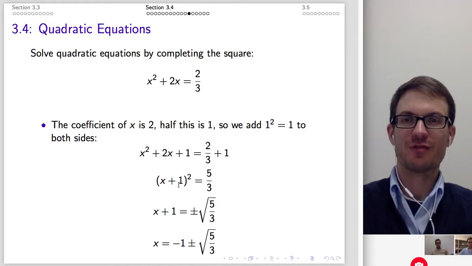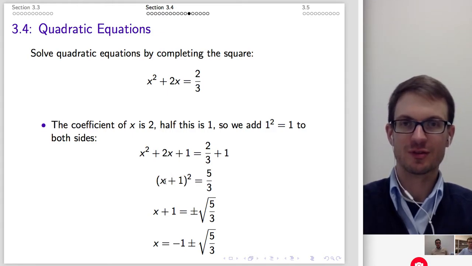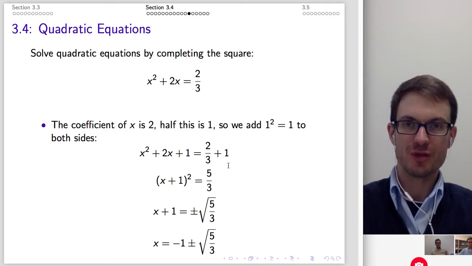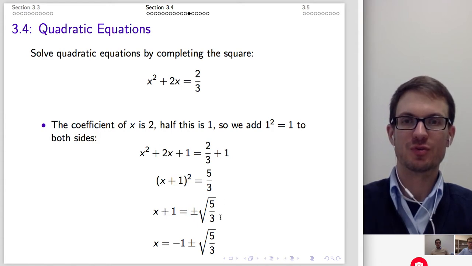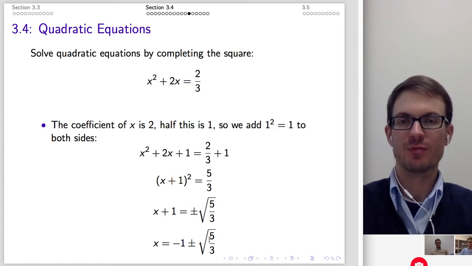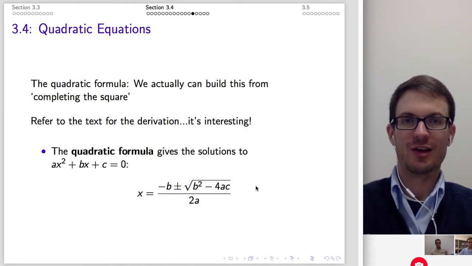And now, sure enough, look at this. (x + 1) squared. Sure, x squared is x squared, 1 squared is 1, x times 1 plus 1 times x is 2x. Cool. So this is legitimate. Over here, I can think of 2/3 plus 1 as 2/3 plus 3/3, or 5/3. Take a square root of both sides. I'll have x plus 1 equals plus or minus the square root of 5/3, or x equals negative 1 plus or minus the square root of 5/3. Cool. And the last thing, quadratic formula.